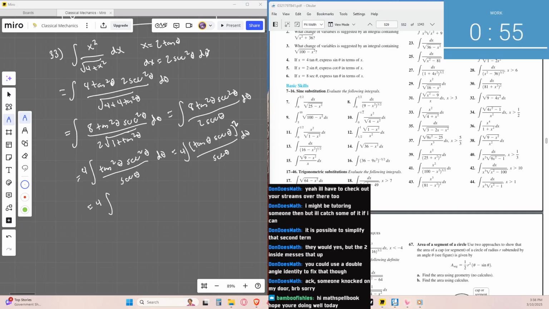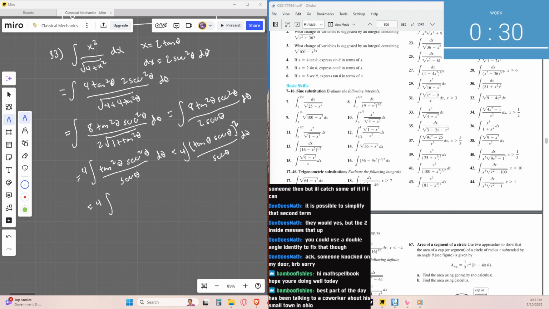Oh, hello, we got... Hey, Bamboo. How's it going? What's the best part of your day so far, my friend? Yeah, we're so close. I just feel like the cumbersome part is just basically trying to visualize it. Because I can make this... The best part of my day has been talking to a coworker about his small town in Ohio. Oh, nice. That's really good. It's always great when you can have a great conversation at work.